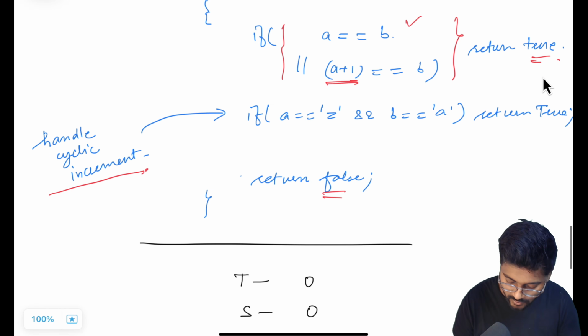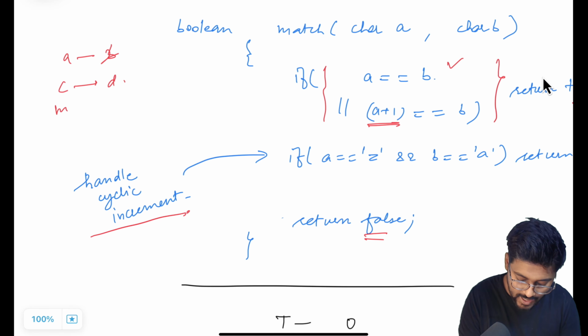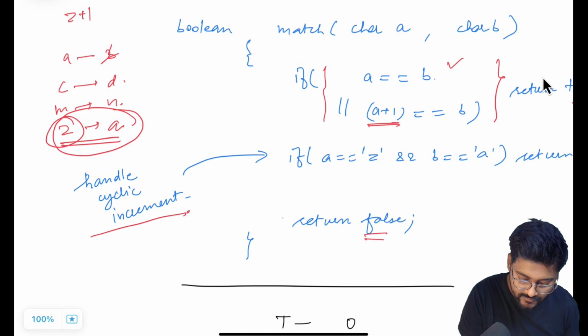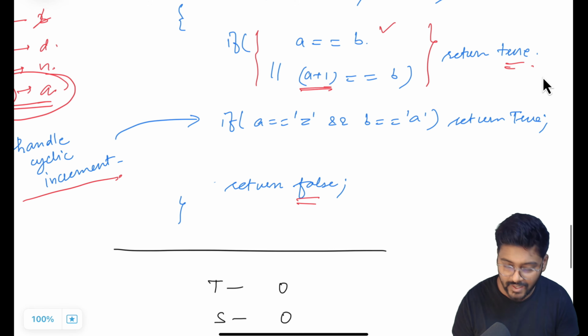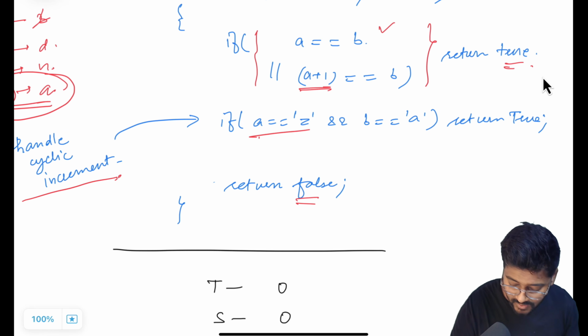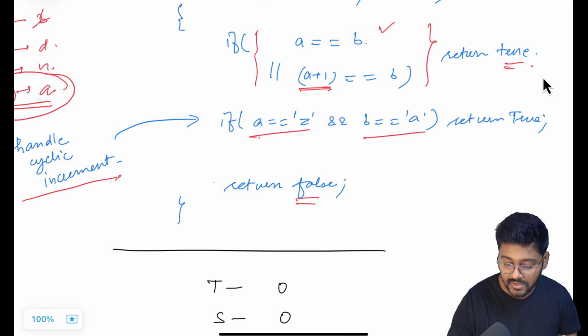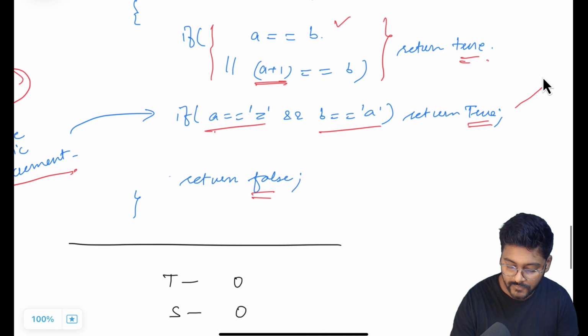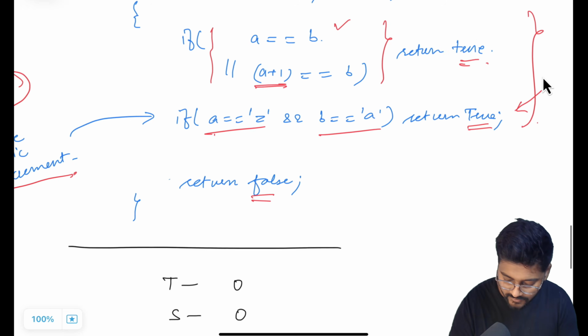Now what is this condition? Handling cyclic increment. This is a special case because whenever A is becoming equal to B, C is becoming equal to D, M is becoming equal to N. But what about Z? Z plus 1 is not equal to A. So instead of doing the modulus and all, I just directly wrote the condition: whether the character at ith index is Z and the character at jth index is A. If that is the case, return true. I just handle it using another condition to make it simple. Otherwise return false.